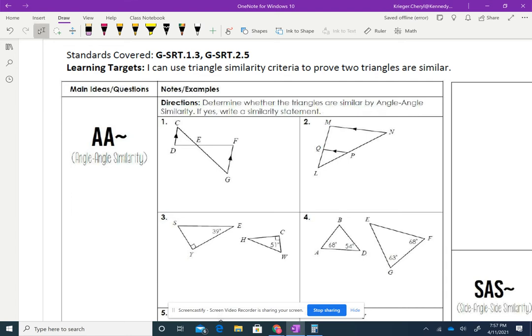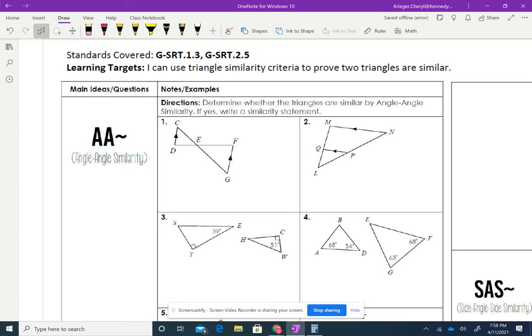All right, so now we are determining whether triangles are similar by angle-angle similarity. If we have two angles that are the same on two different triangles, then obviously that third angle also is. The angles should be similar. So let's see if we have some similar angles here.